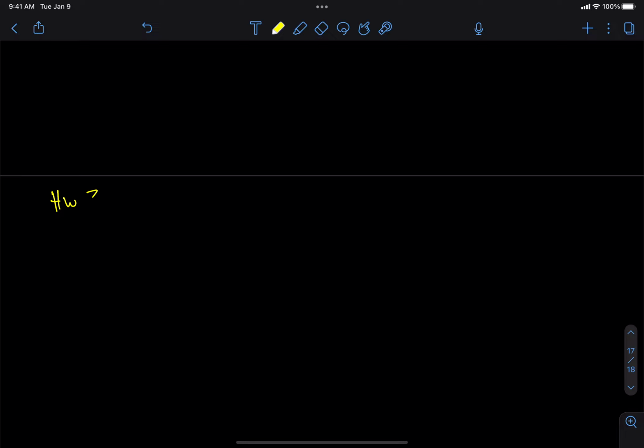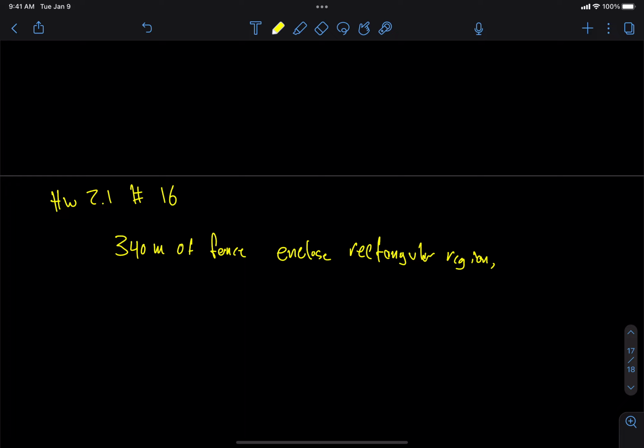So this is homework 2.1, number 16. 340 meters of fence, and we enclose a rectangular region, and one side doesn't need fence. Find maximum area.